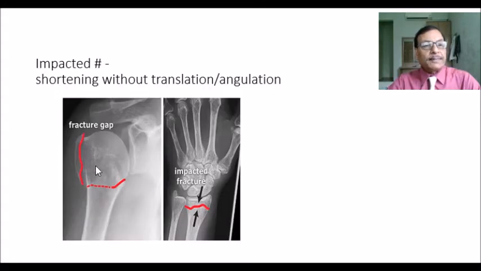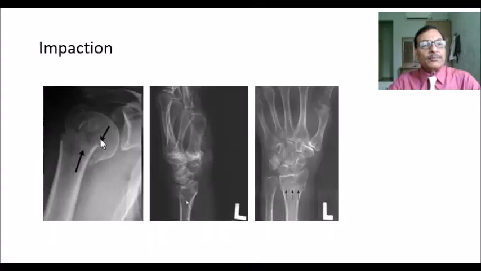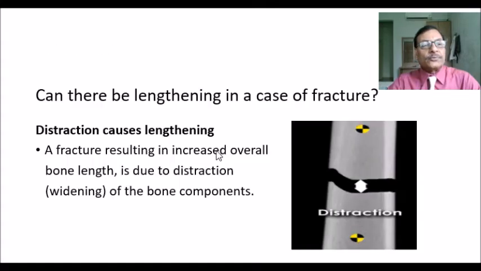So we'll see the impaction here: surgical neck of the humerus, here lower end of the radius, here fracture neck of the femur impacted. So you can see the examples of impaction all through.